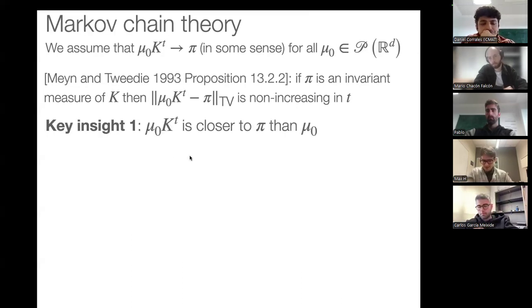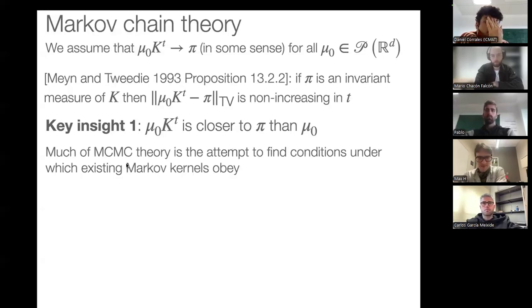And so this leads us to our first key insight that we're going to use to fit MCMC within VI, and that is that mu naught K to the t is guaranteed to be closer to pi than mu naught if pi is an invariant measure of K.